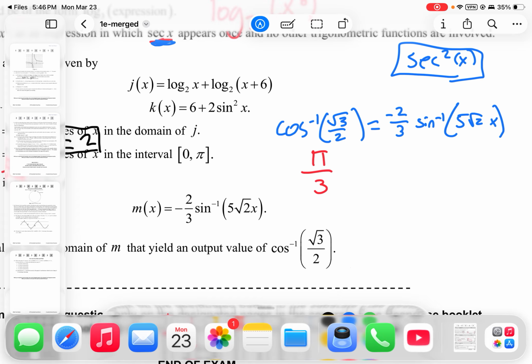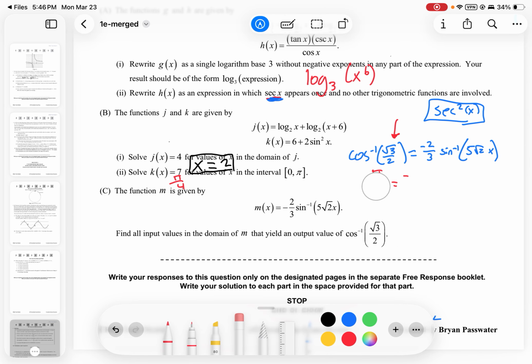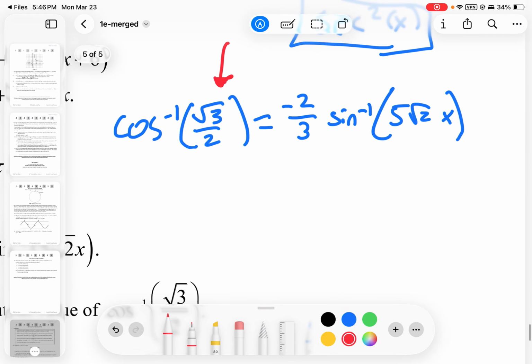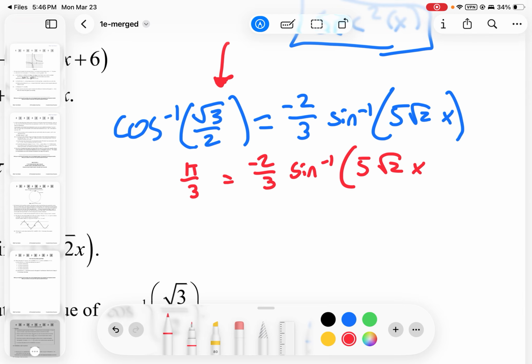Let me show that one more time. What is it saying? Okay, what cosine outputs this? Because you're switching the inverse, or the input and the output. So that is pi over 3. And let me write a little smaller. Pi over 3 equals all of this. Now we get to do some more algebra. And this is a hard question. I'm going to divide each side by negative 2/3. And we get negative 3 pi over 12. And that simplifies to negative pi over 4.